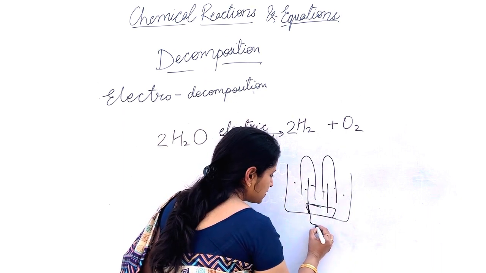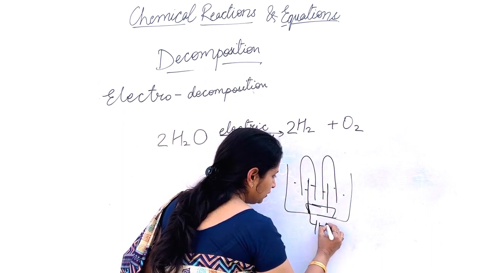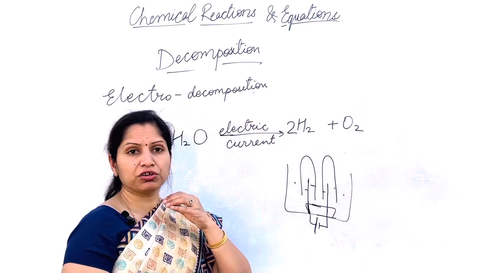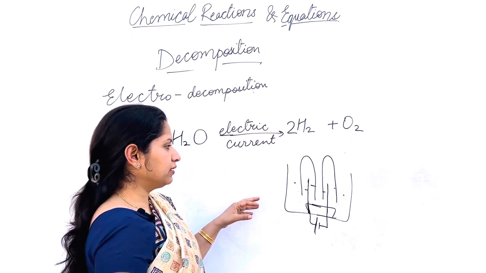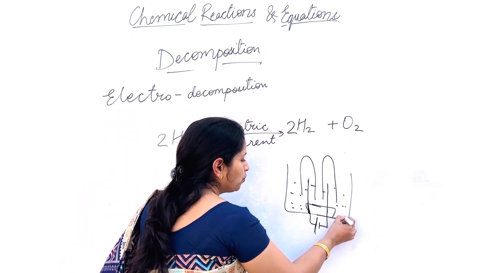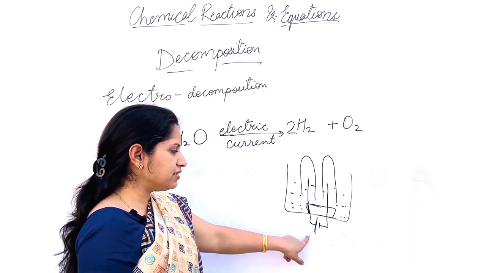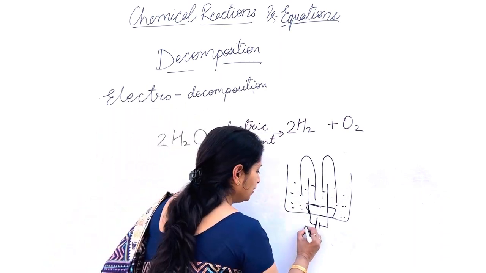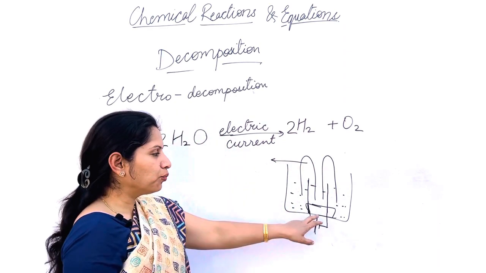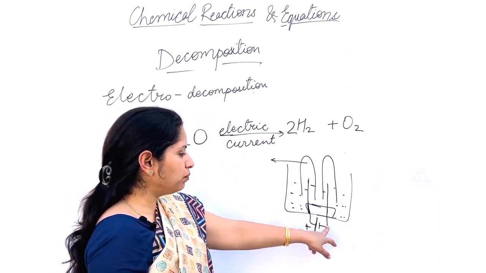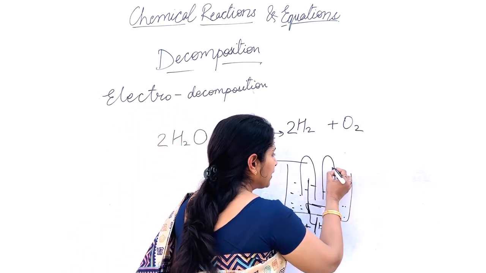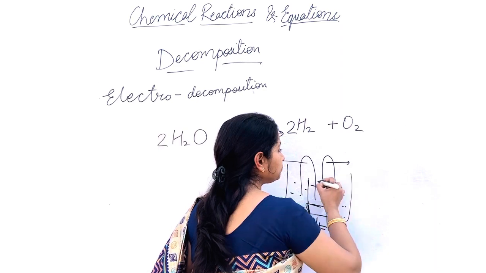One of the electrodes is connected to the positive terminal and the other electrode is connected to the negative terminal of the battery. Now, when electrolysis takes place, one of the gases will be liberated at the positive terminal of the battery. That gas will get collected here, and one of the gases will be collected at the negative terminal of the battery, and that particular gas will be collected here.